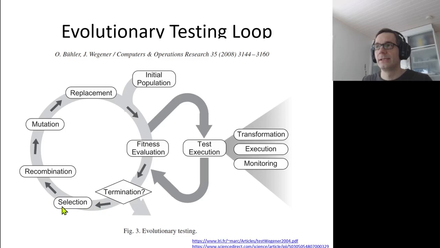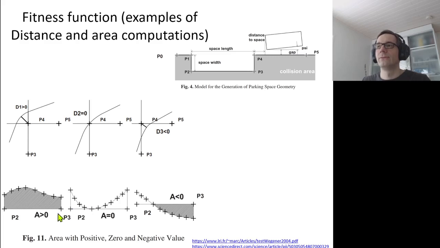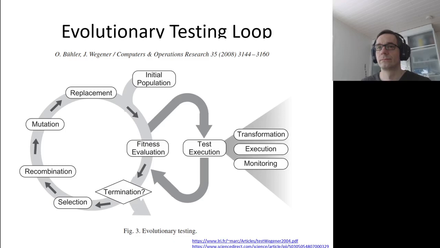So next step is selection. You basically select the best individuals for the next round. And what is the best? Well, you look at the fitness function, which ones are the ones that minimize distance, minimize area. So which test cases minimize these two? So you select them for the next round. Okay, now we cover the genetic algorithm operations: selection, recombination, and mutation.